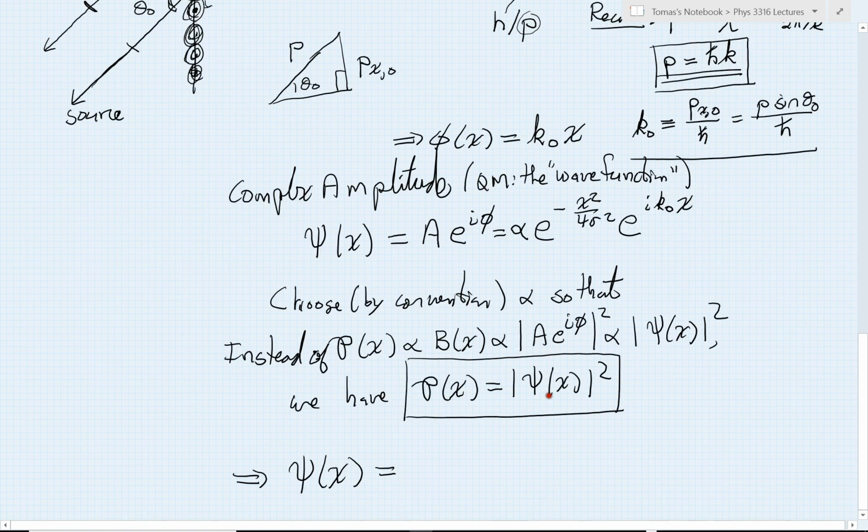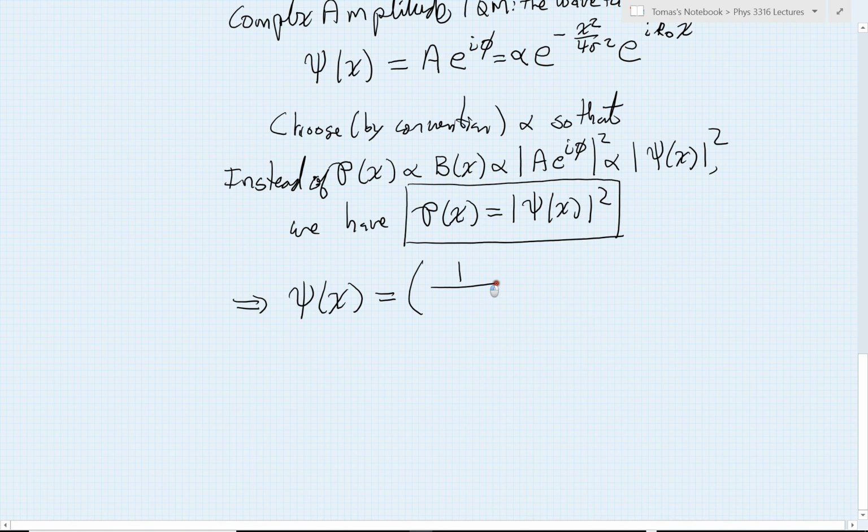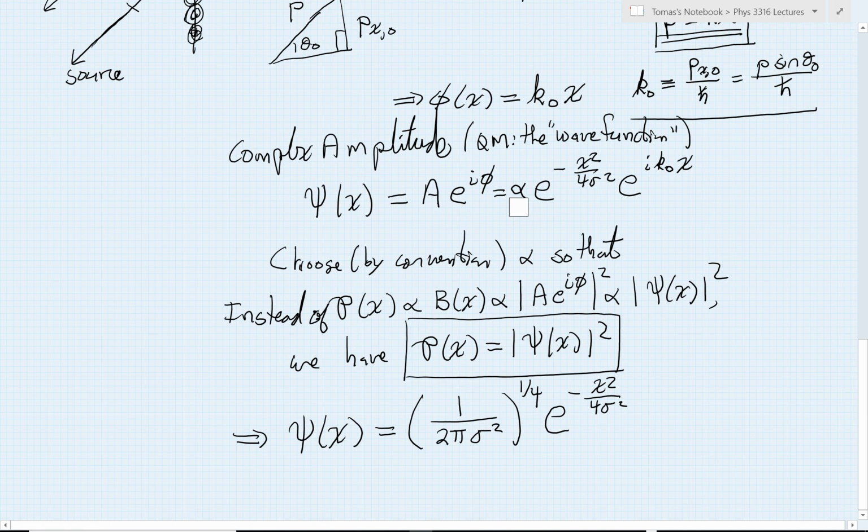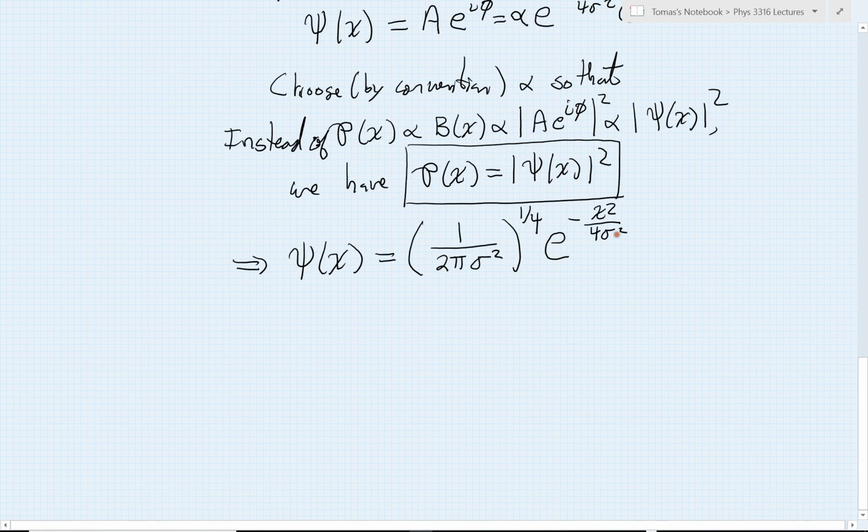So then, using that, this will be what we saw up above, 1 over 2 pi sigma squared, which in the probability was to the 1/2 power. When I take the square root, it becomes the 1/4 power. Then I have the Gaussian part of the amplitude, which in the probability is e to the minus x squared over 2 sigma squared, but now because I'm taking a square root, that becomes 4 sigma squared. And that then is the magnitude of psi. But any complex number has a magnitude and a phase, and we've already determined what the phase of psi is. It is this phase factor here, my e to the i k naught x.